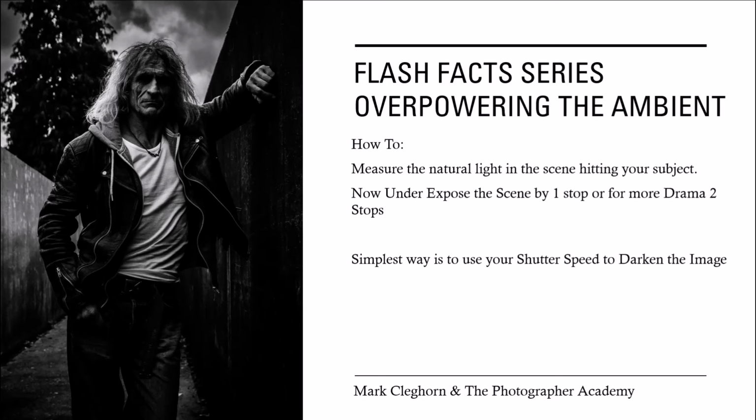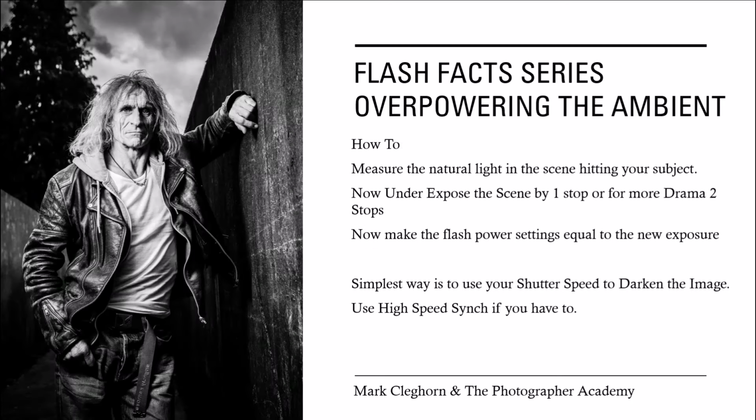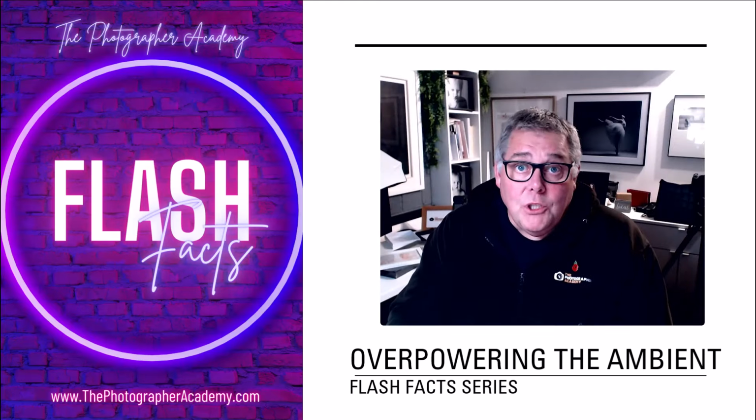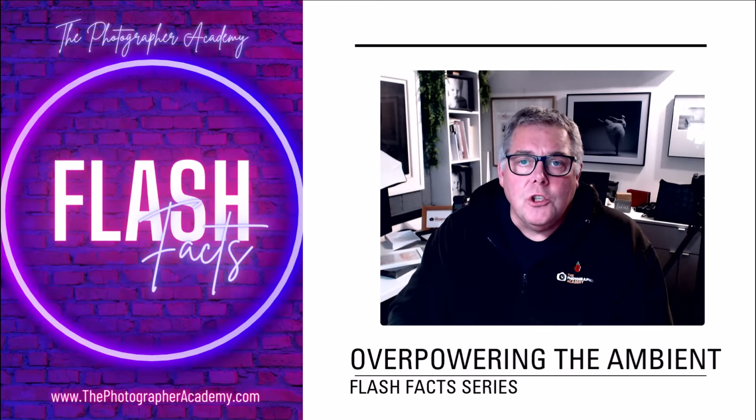So if we're looking at this image now, you can see John the model, and this is the ambient light underexposed by close to 2 stops. Then what we've done is remetered the flash to give us our new working aperture to hit the image itself. But as I was saying to you, the easiest way, instead of worrying about aperture, is to work on just the shutter speed.